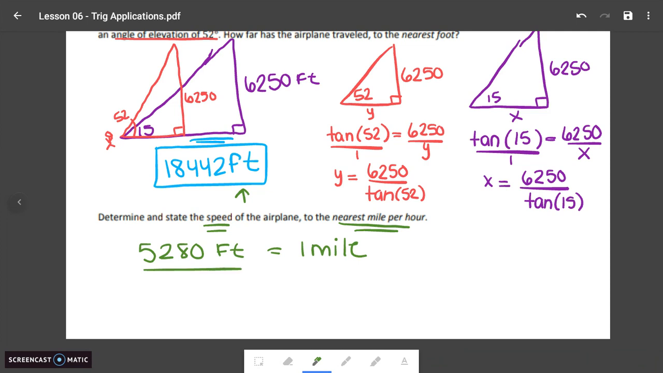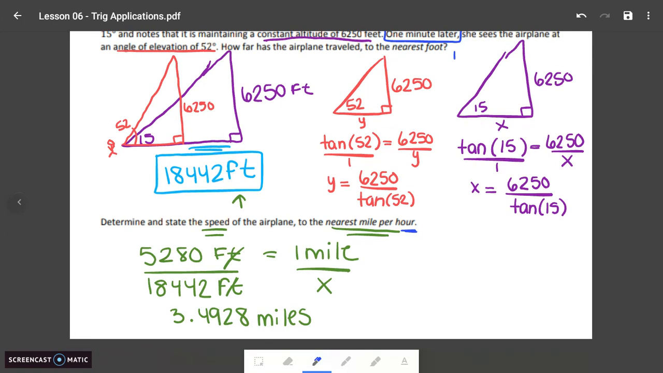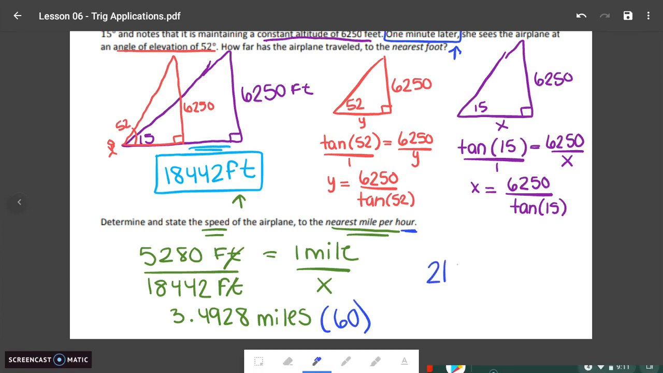So in this case, I would put the 18,442 feet here so that these cancel. And now I'll cross multiply quick. We end up with this 3.4928 miles, which doesn't seem right. Like, we shouldn't be traveling that slow. But remember, this was 1 minute later, and now we're in hours. So we multiply this by 60. 60 minutes in 1 hour, which gets us a total of 210 miles per hour.